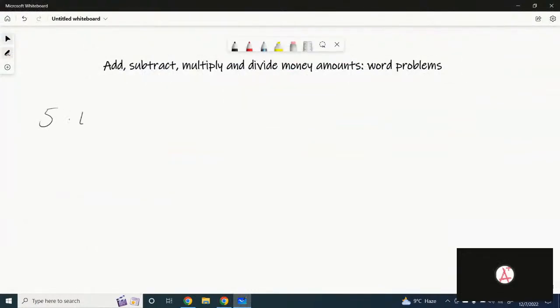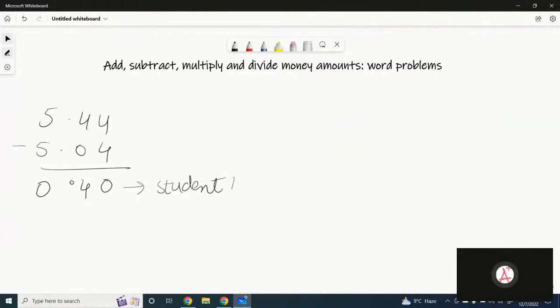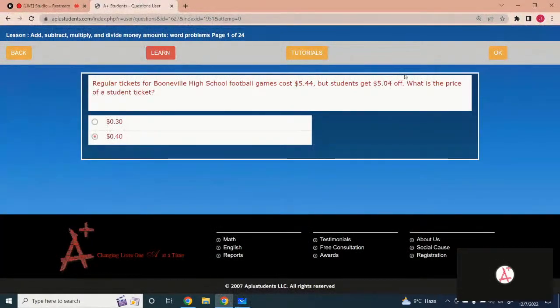That would be 5.44 subtract 5.04. 4 subtract 4 is 0, 4 subtract 0 is 4, 5 subtract 5 is 0, that means the student ticket costs 0.40. Got it? Just select the correct option, then click on the OK button.